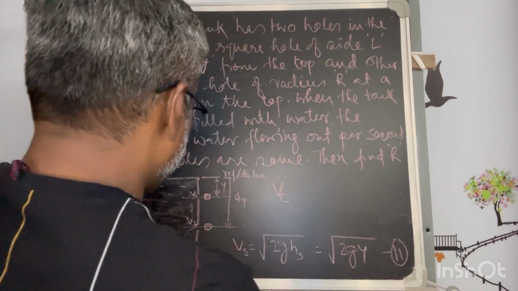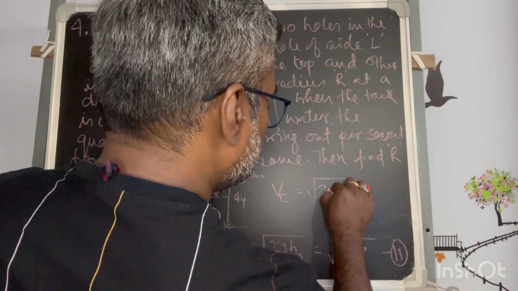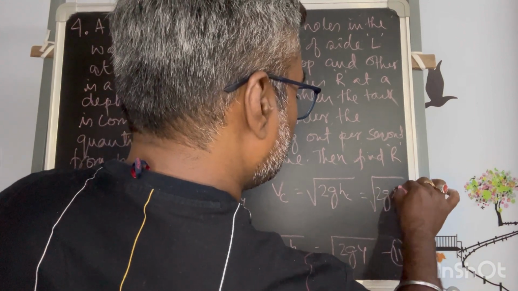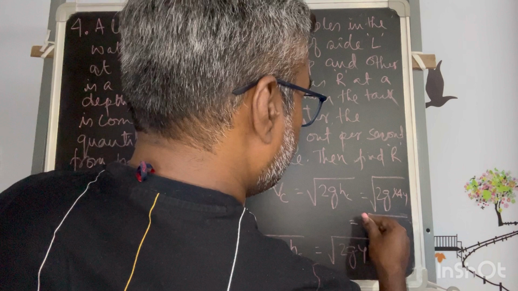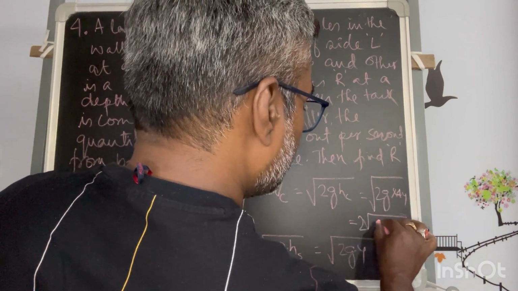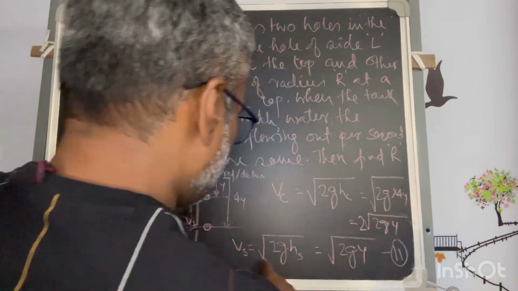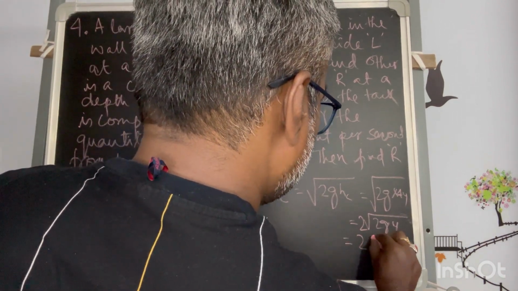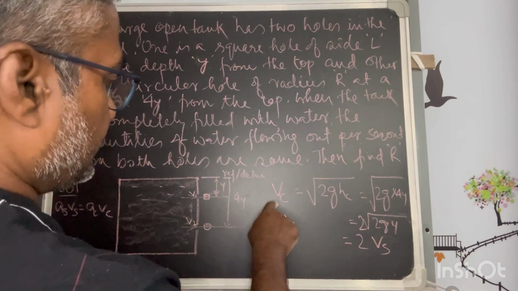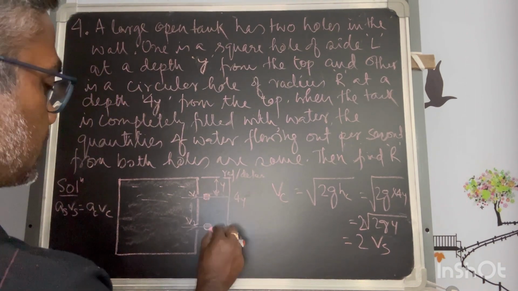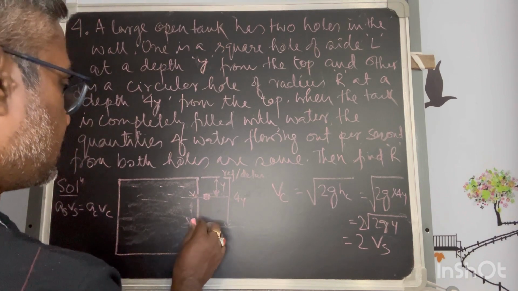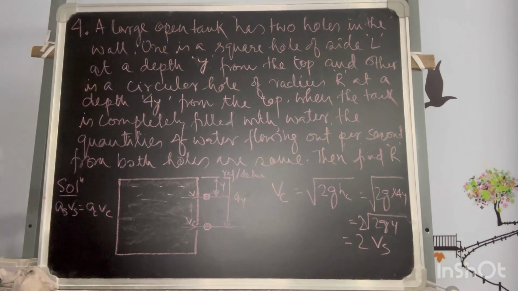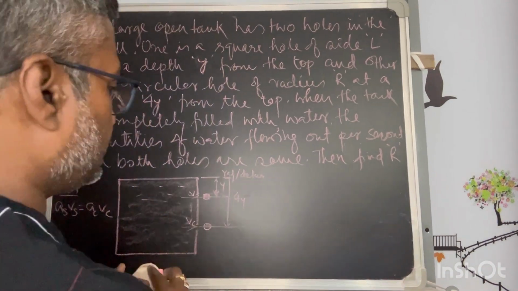And what about the circular hole? The velocity is in the same way square root of 2g h of the circle. So this is equal to the square root of 2g into 4y. That means, if I take 4 out of the root as 2, it is 2 times square root of 2gy, and this is equal to Vs, from the earlier equation. So we see the velocity through the circle, I take it as Vc, and this is V square. So Vc is equal to 2 times V square. Now this is over, note it. Now put the thing here itself.